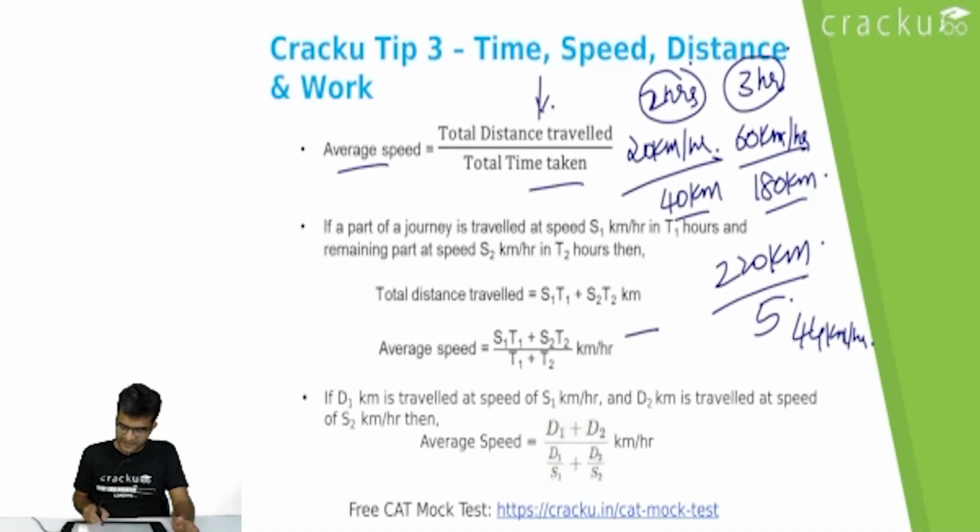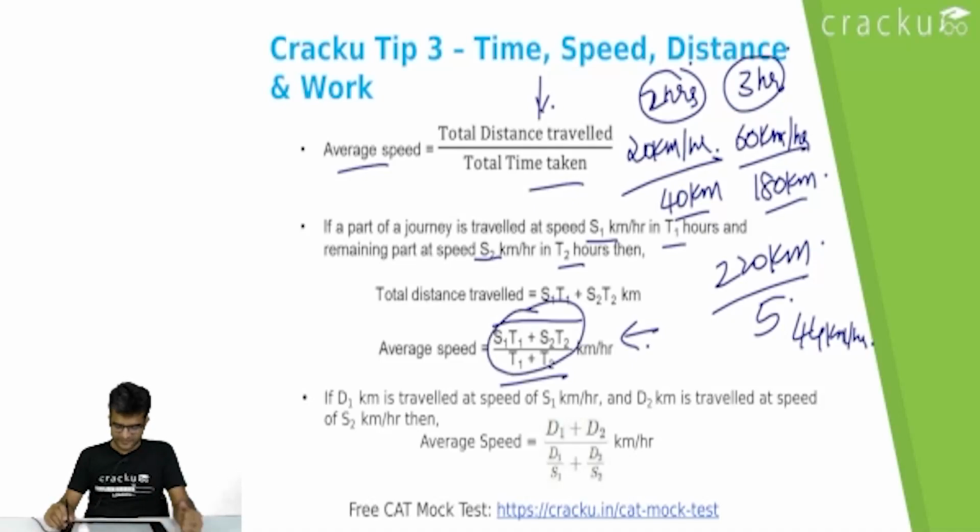This is exactly what is expressed when you are told that a part of the journey is traveled at S1 kilometers per hour for T1 hours, and S2 kilometers per hour for T2 hours. So the total distance he traveled is S1 T1 plus S2 T2, and the total time he traveled is T1 plus T2. So the average speed will be S1 T1 plus S2 T2 divided by T1 plus T2.